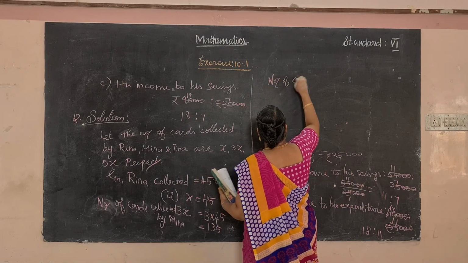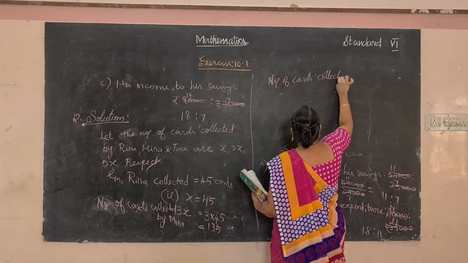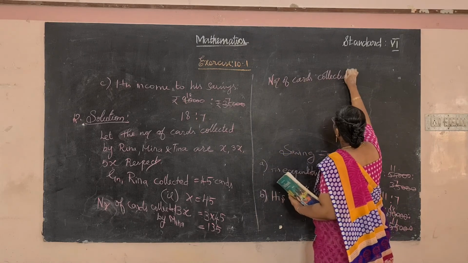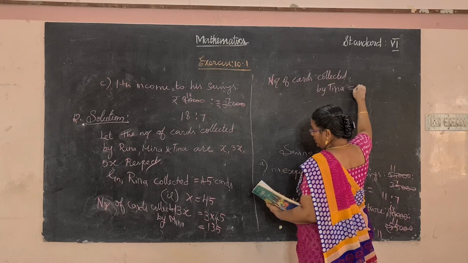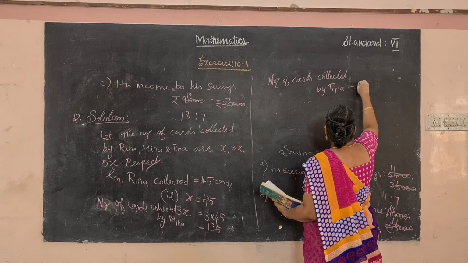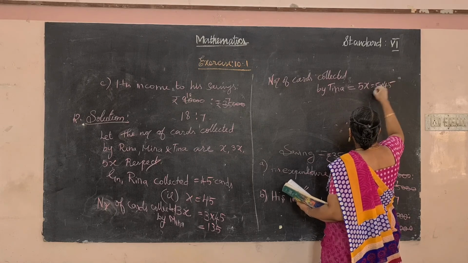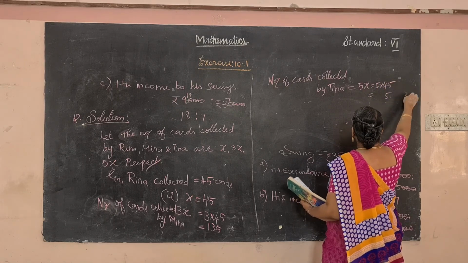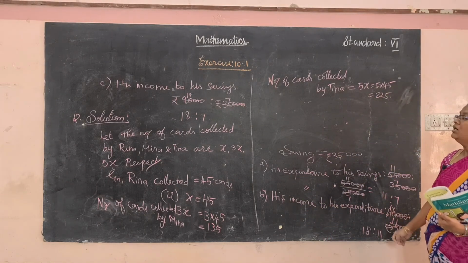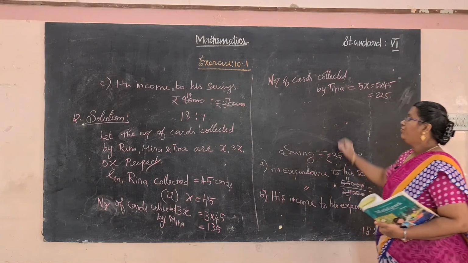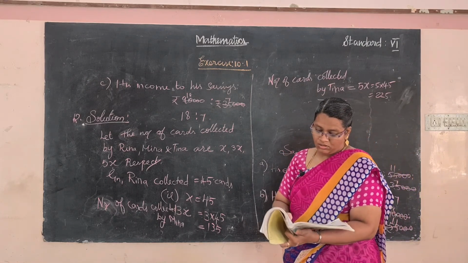Next, to find out Tina. The number of cards collected by Tina is equal to 5 into x. So 5 into the x value 45. 5 fives are 25. So how many cards were collected by Tina? 225. That's it.